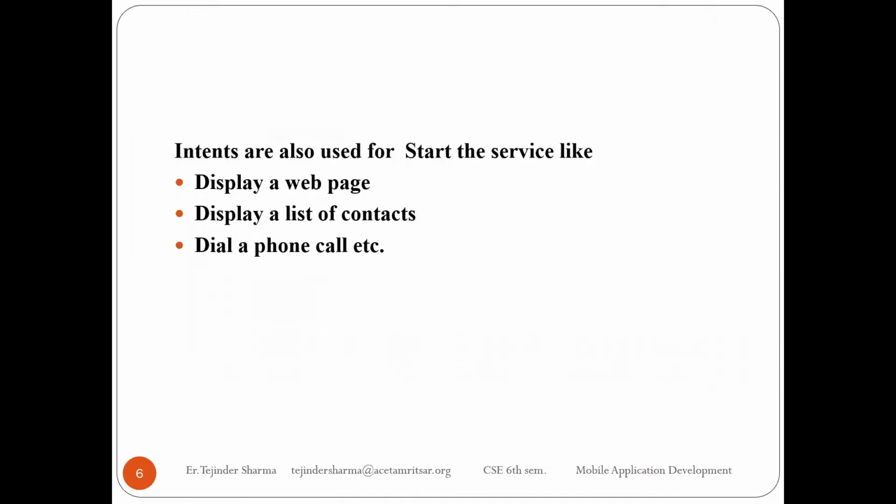Now, other things which are used by intent to start a service, like displaying a web page in the browser, then displaying the list of contacts and making the phone call. Fine. So this is how different services are instantiated by the intents.